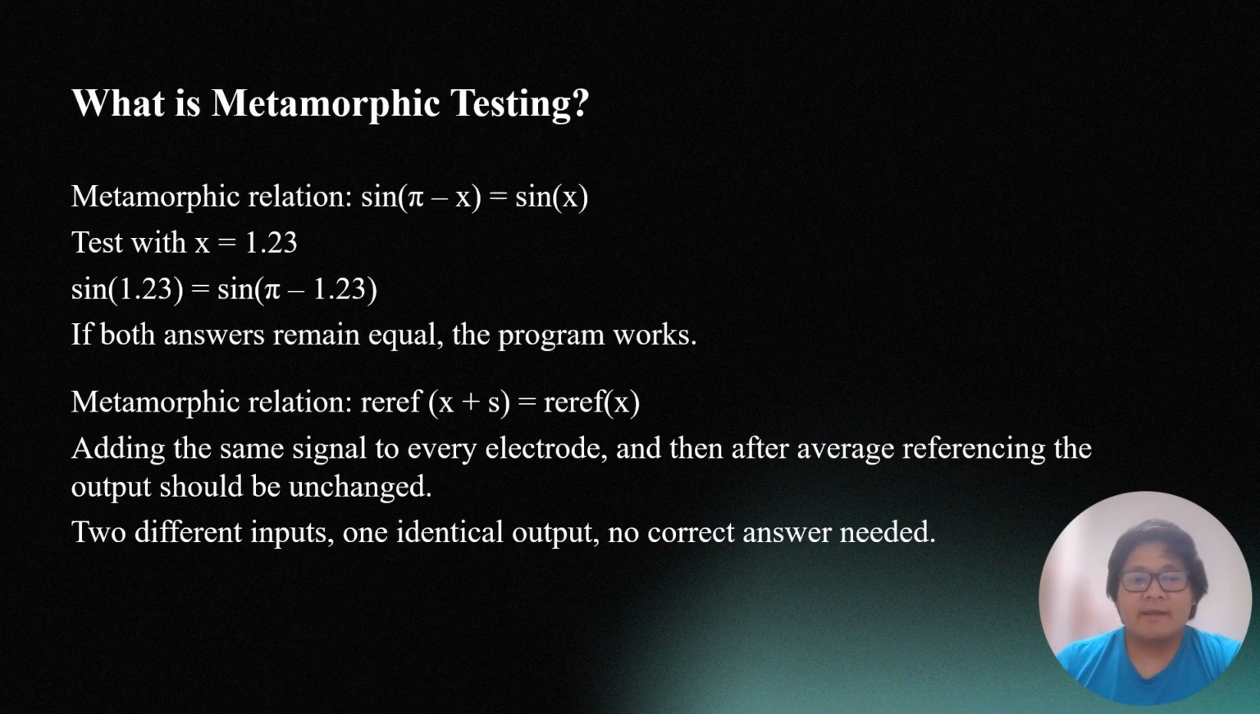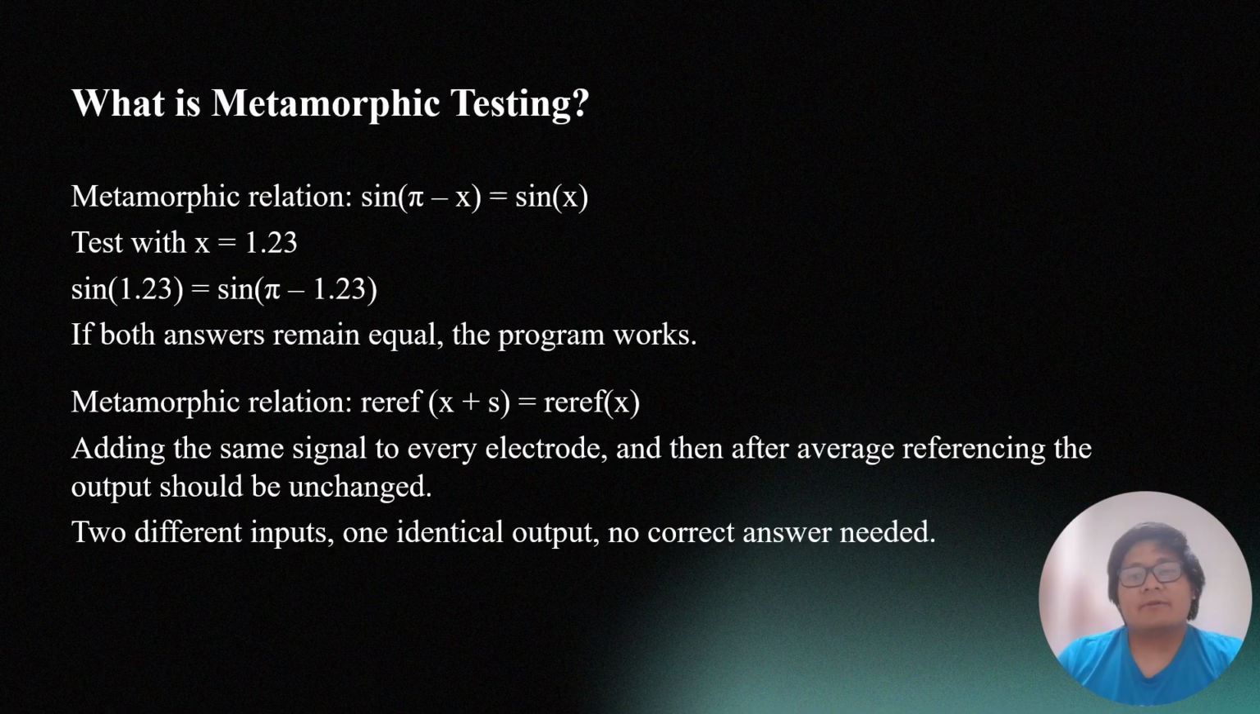For example, if we let x equal 1.23, you can simply plug it in for x on both sides, and you may not know what the correct answer may be. But because you have this relation, as long as both of them end up being equal, which is a true relation, you know that the program would work.